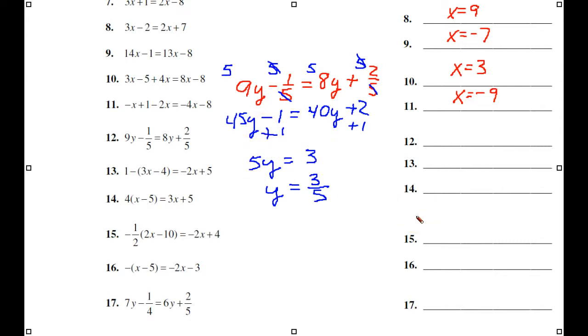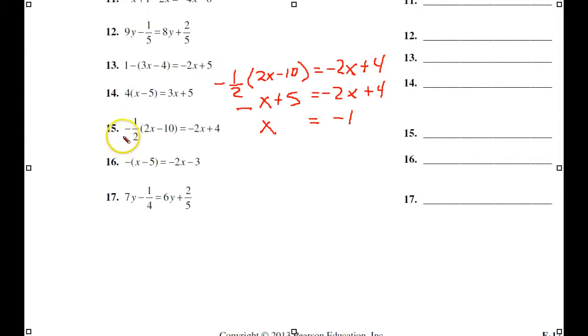And now here's the other new technique. How do we get rid of the 5 with the y? And the answer is we are going to divide by the numerical coefficient, which is a 5. So here, this cancels out. I'm left with a 1 that I don't write. y equals 3/5.